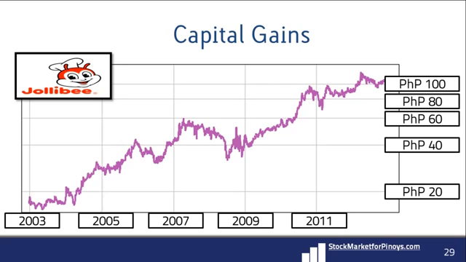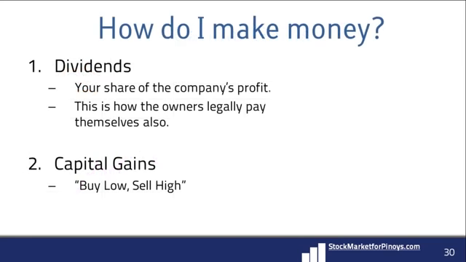Now, this has a lot to do with Jollibee's continuous expansion of its business. At the start, Jollibee was just an ice cream place. Then it expanded to Yum Burgers and Chicken Joys. Then it started purchasing other food franchises like Greenwich, Chowking, Red Ribbon, and Mang Inasal. So, as the business grows, the value of each share of Jollibee also grows with it. This is capital gains.